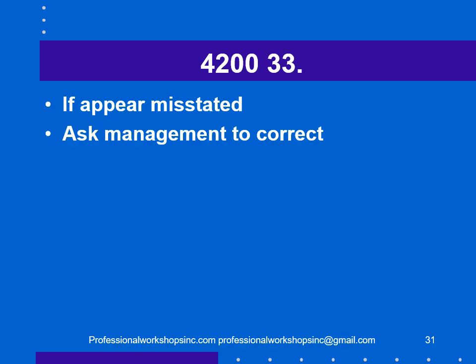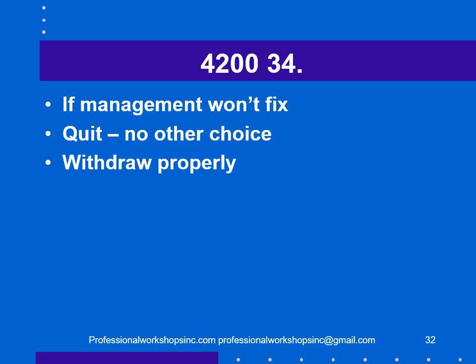Paragraph 33, if the information appears misstated, ask management to correct. And paragraph 34, if management won't fix, and presumably in almost every case, management wants the financial statements to be at least appropriate enough to be included in a tax return. They don't want them to be close enough to being right. So if we observe no allowance for doubtful accounts, manager goes, oh yeah, that's tax deductible. Yeah, here's the allowance for doubtful accounts. And most of the time, management's going to fix things we suggest. That's the nature of the service.